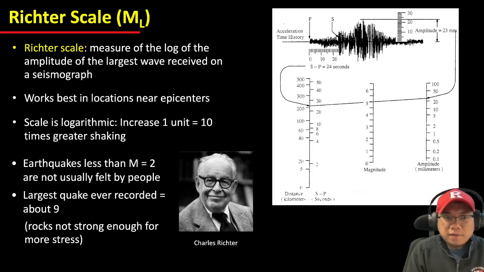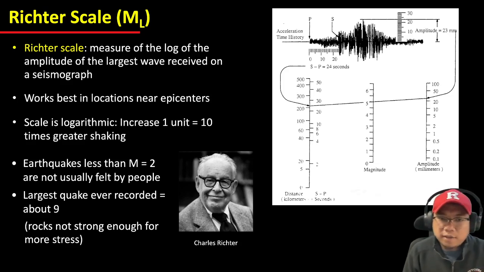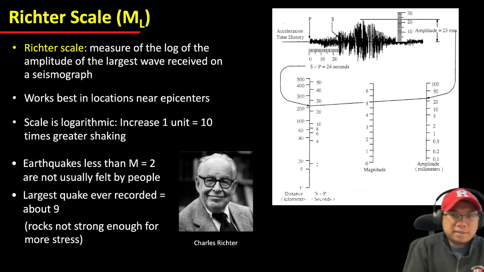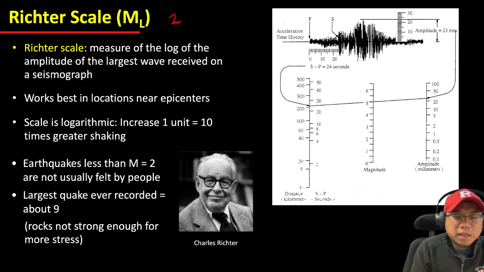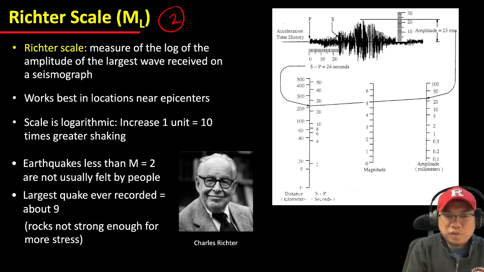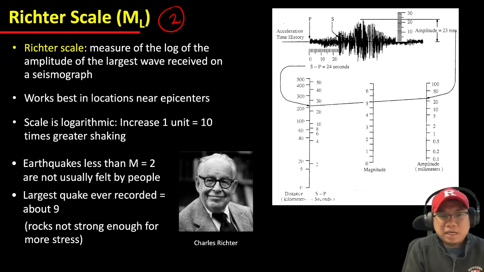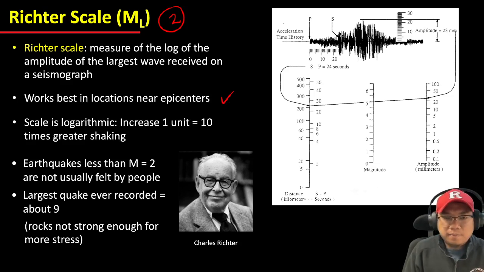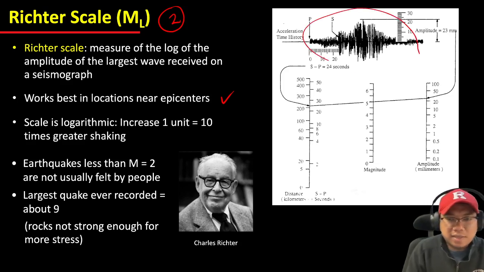All right, so the Richter scale is the second type of scale. So the first one is the modified Mercalli intensity scale, right? The second one is called the Richter scale. The Richter scale measures the log of the amplitude of the largest wave received on a seismograph, and it works best in locations near epicenters. And if we go farther away from epicenters, then these measurements become unreliable because it's getting harder to read the seismographs.